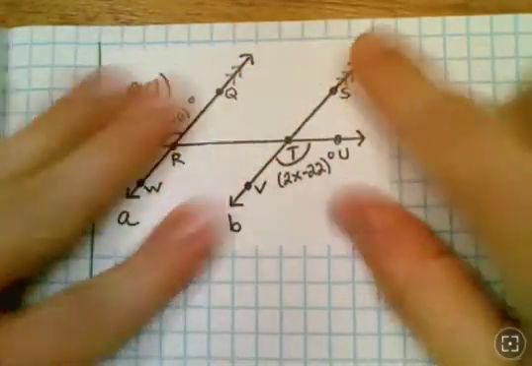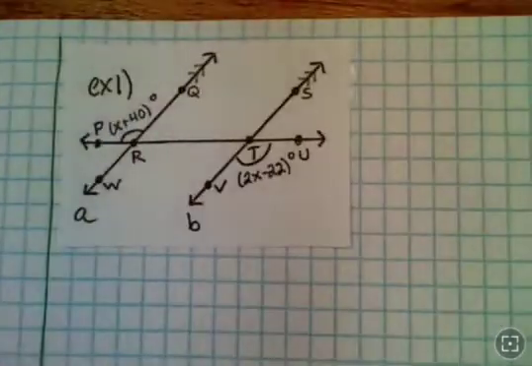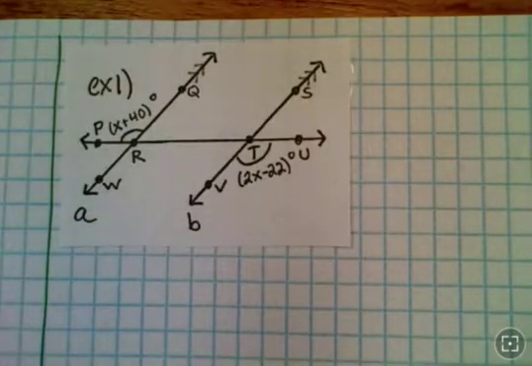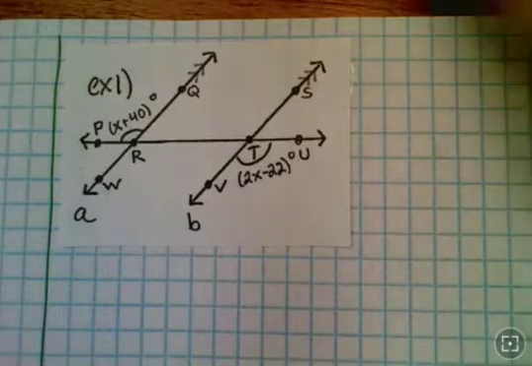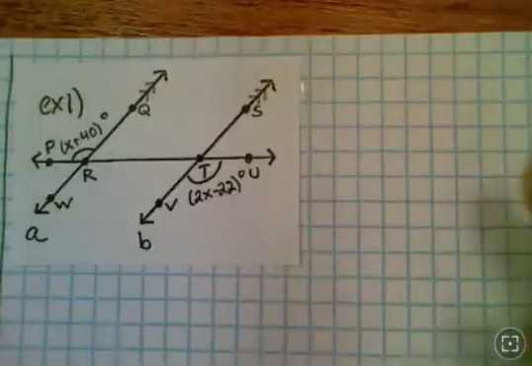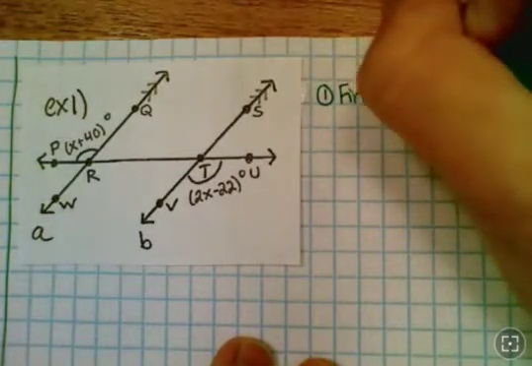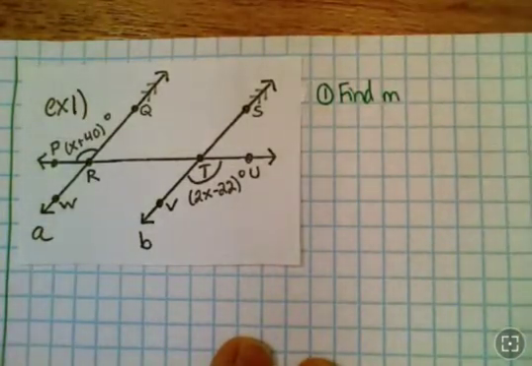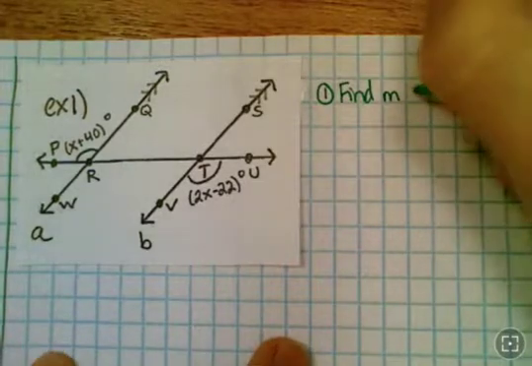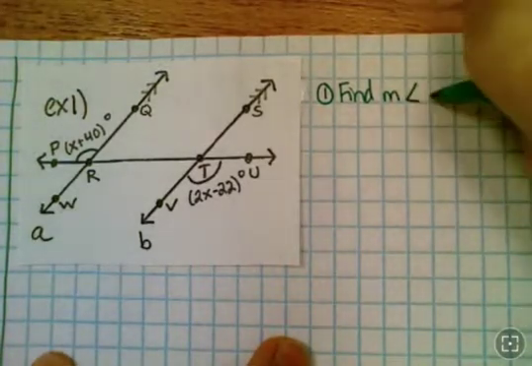Okay, there we go. So example 1, pretty straightforward. We have 2 parallel lines. We have a transversal. And I would like for you first to find the measure of angle QRT.